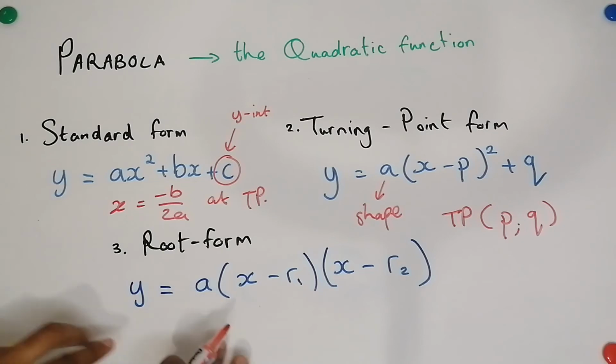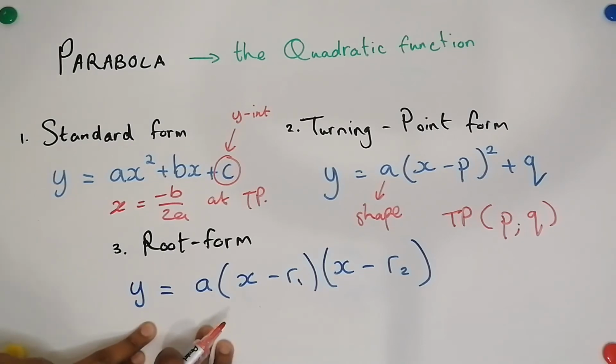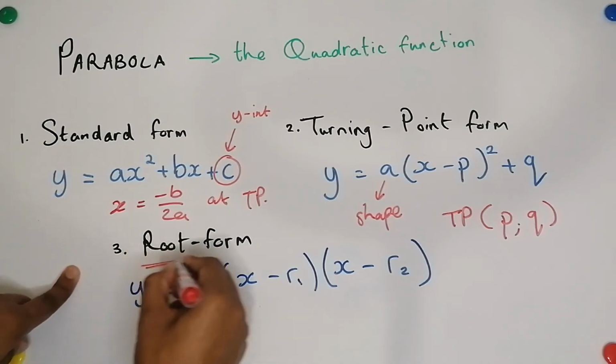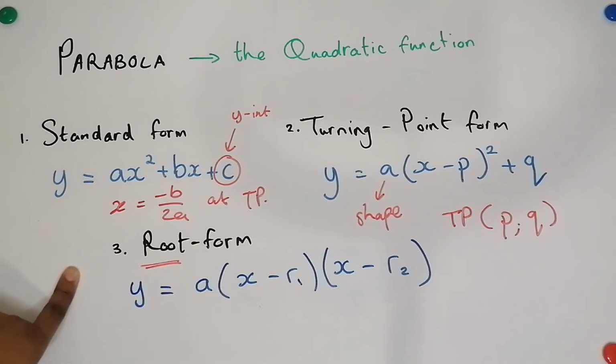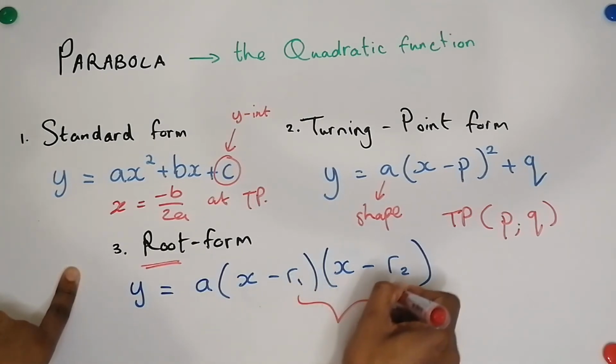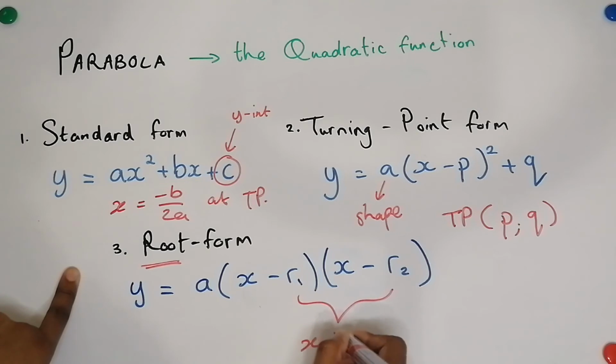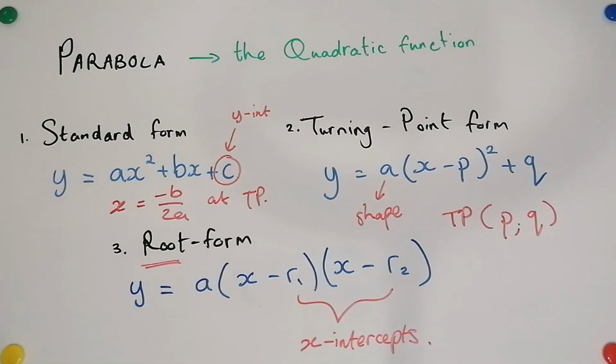Okay, then lastly we have the root form. This is finding the equation of a parabola by its roots. Another word for root is simply x-intercept. Okay, so these roots over here are your x-intercepts, or the values at the x-intercepts.